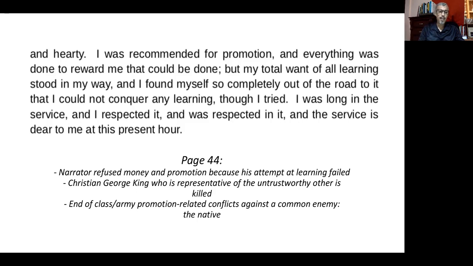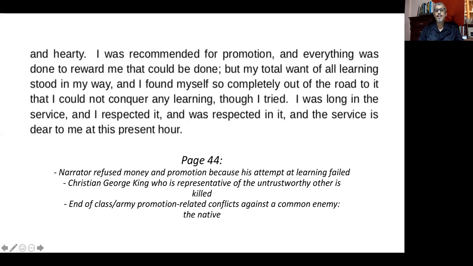But in the end, the narrator refused money and promotion because his attempt at learning failed. Christian George King, who is representative of the untrustworthy other, is killed. So here, killing him is very significant, because that was one of the things that Charles Dickens said, that he wanted to join the army and become a commissioner, an officer, and go kill those Indians. All right. Next, end of class and army promotion related conflicts against a common enemy, who is the native.